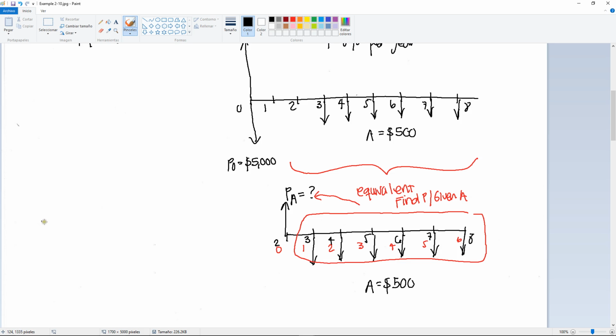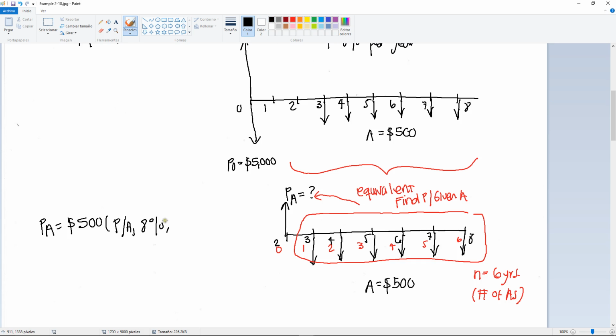Okay, so by using this, now your PA is going to be equal to 500, find P given A, at 8% interest that's given. And what's going to be your N? In this case, your N is going to be 6 years. Remember we said that your N is equal to the number of A's, so you have 6 A's here.